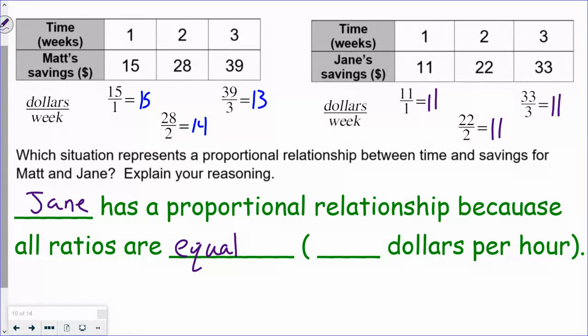And if we were to be asked what's the constant rate, or how much is she putting in, actually for this one, it is $11 per week that we are putting in. So she is saving $11 per week. Whereas Matt is putting in random dollar amounts each time.